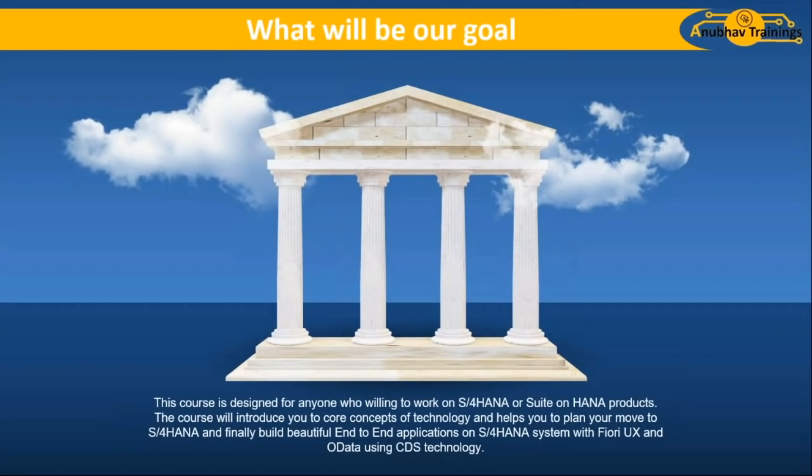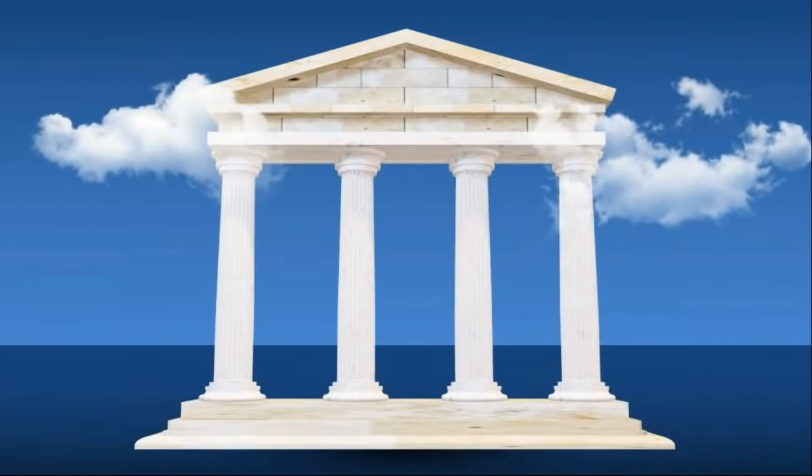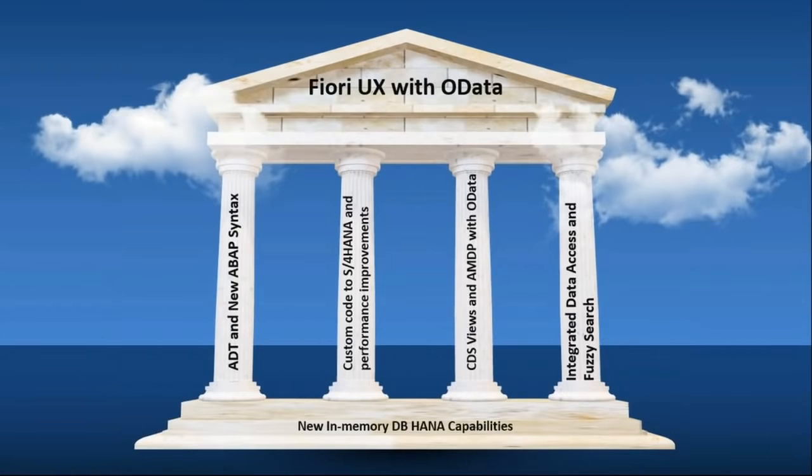Now, going a little deeper into this pillar diagram, we will understand the main pillars of this course and what our goals are. Let's get into it and understand the core things we will be learning in the coming days. As you can see, the foundation of this building is built on the in-memory database called HANA. Then we have these four most important pillars, the four phases as I call them, which we will be learning throughout this course. The first is setting up your development environment, including ABAP Development Tools in Eclipse (ADT), and learning the new ABAP syntax starting with NetWeaver 7.4 and then 7.5.